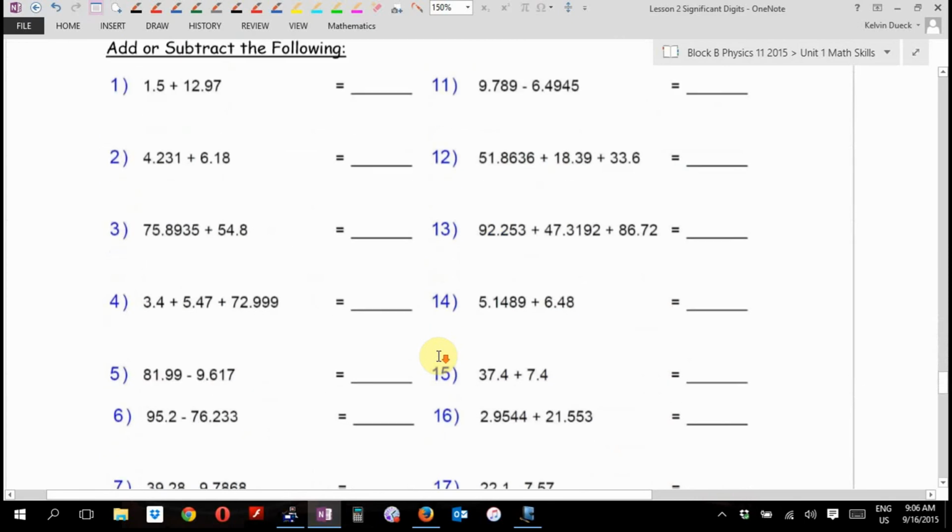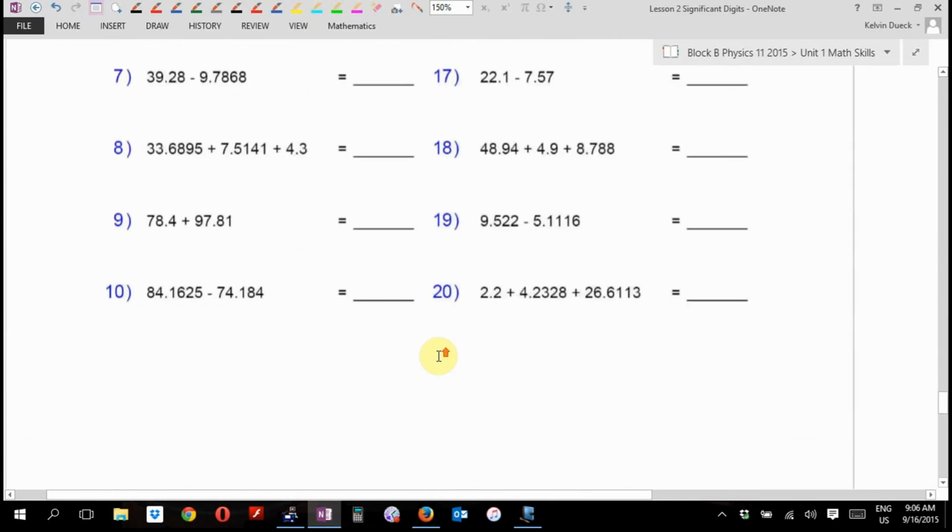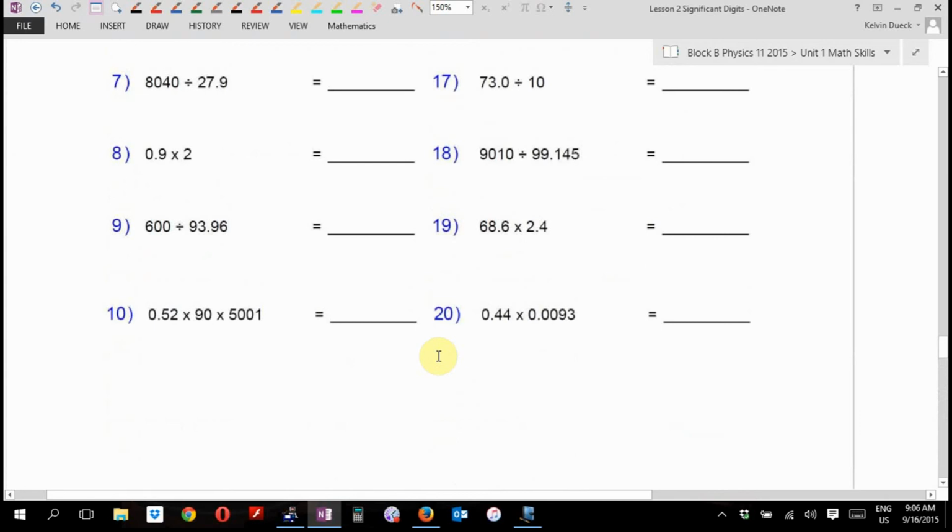Then we had some adding and subtracting, and I did attach the answers, so mark it. In other words, make sure you're doing it right. It is possible to do this all wrong and just never know, because it's all about whether you can interpret what your calculator says.